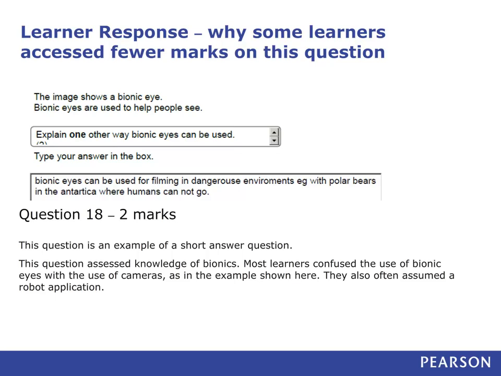Question 18. This question is an example of a short answer question. This question assessed knowledge of bionics. Most learners confused the use of bionic eyes with the use of cameras. They also often assumed a robot application. More able learners were able to link the way signals are sent to the brain, allowing other functions to be controlled. However, it is evident that this concept is challenging for the majority of learners.